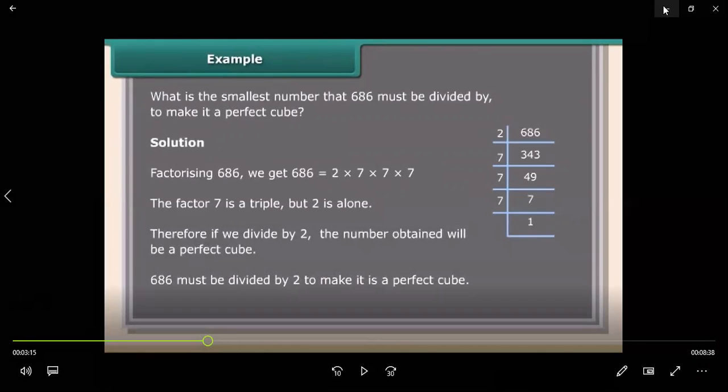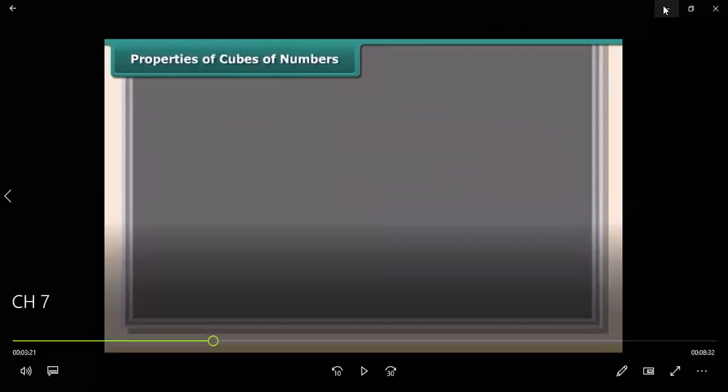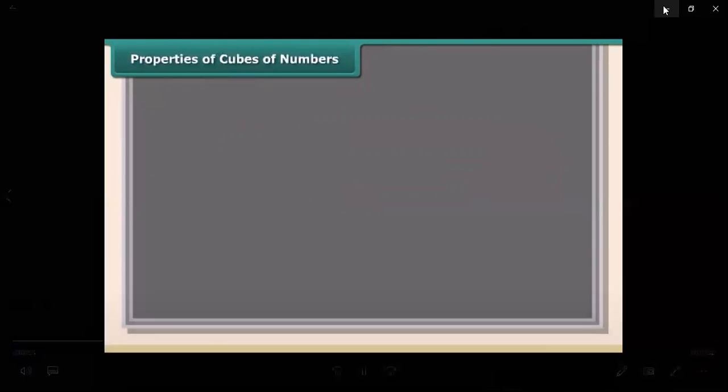perfect cube. So what we can observe from here, we can divide both sides of the equation by 2 to make it a perfect cube. So when you divide 686 by 2, and on the right hand side also, whatever you get from there will be a perfect cube. So you will get 343. So 343 is a perfect cube of 7, because 7 into 7 into 7 gives 343.